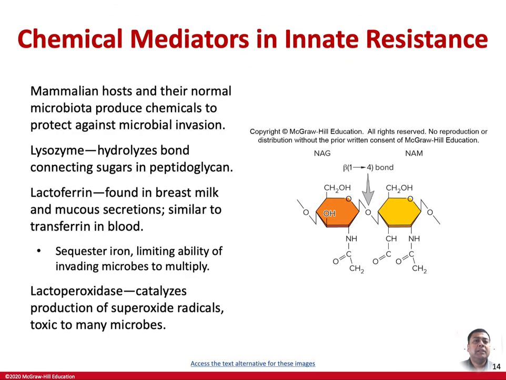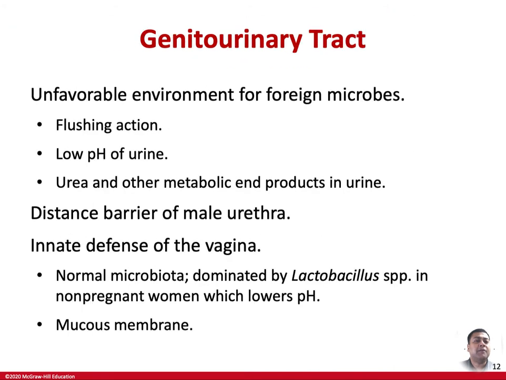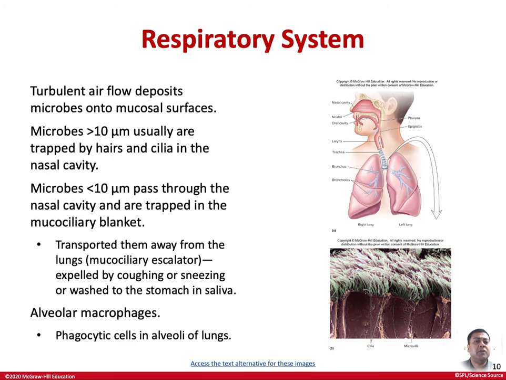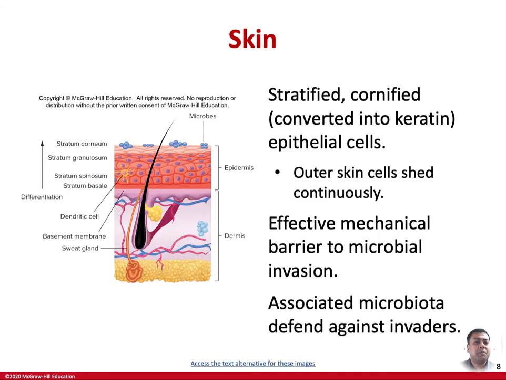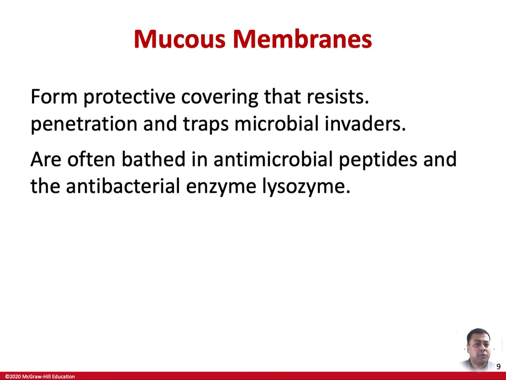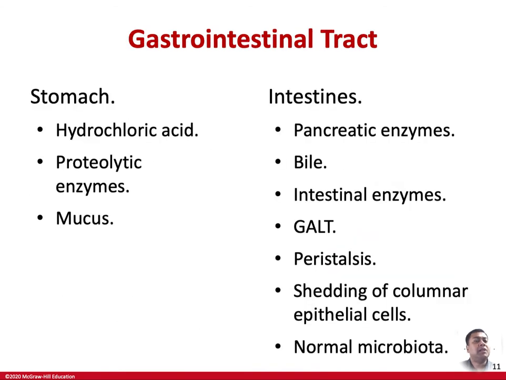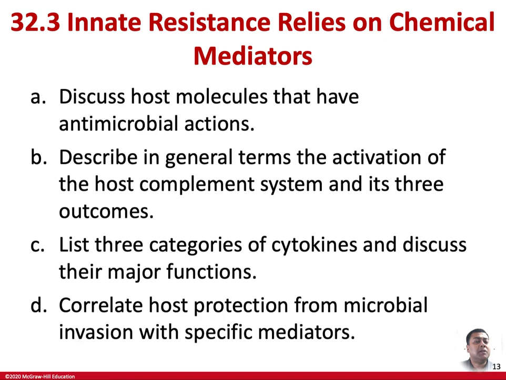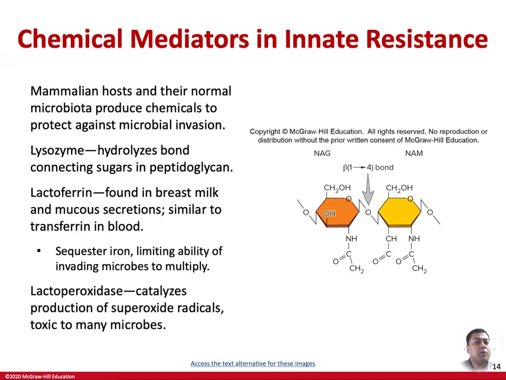Then we are looking at some of the chemical mediators. And we just saw that some of these specific areas, like, for example, the genitourinary tract, gastrointestinal tract, respiratory system, mucous membrane, and the skin, are all different physical barriers as well. And they do secrete some chemicals which are responsible for the resistance. And now we are going to talk about what these chemicals are. So the mammalian host and the normal microbiota produce chemicals to protect against microbial invasion.